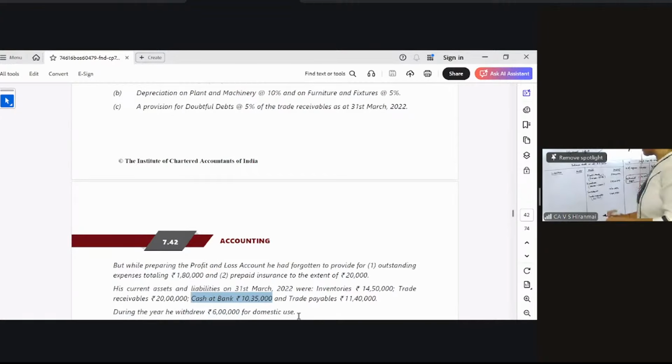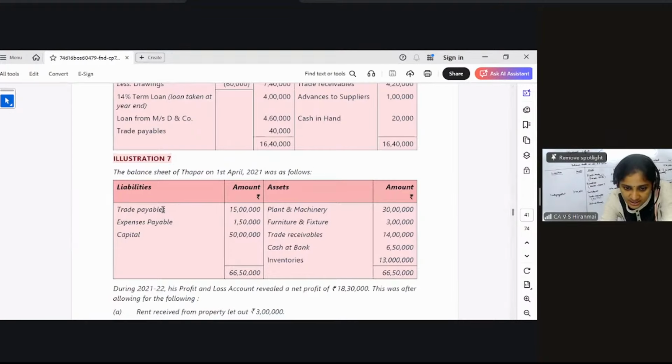Now cash at bank is 10 lakh 35,000. I am writing it on the asset side. Now trade payables will come on the liability side. How much is the trade payables? 11 lakh and 40,000. Okay. Now what else is remaining? Let us go to the balance sheet and check. Trade payable is there. Expenses payable.